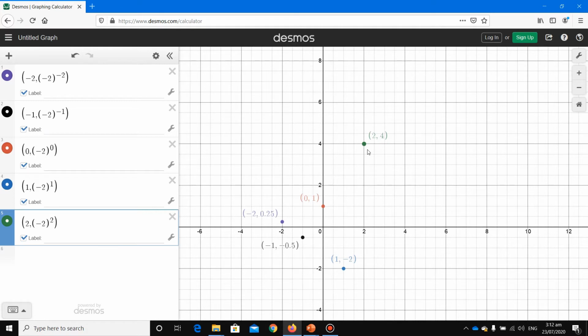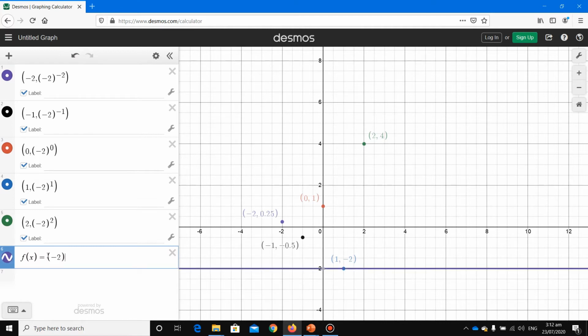This does not make any sense. So even our calculator will not be able to graph this. So let's try it. So we have f of x equals negative 2 raised to x. We can see here that this graph does not appear in this plane. That is because even our calculator cannot find any pattern. Alright?